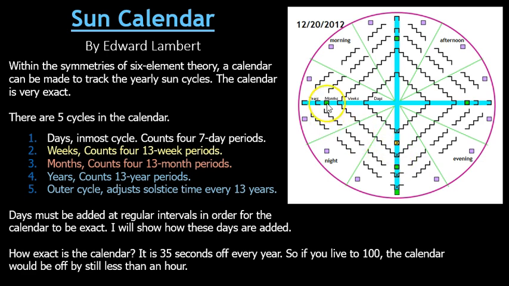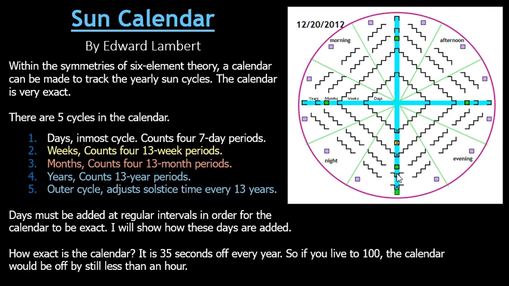And then you have this month cycle, which counts 4 13-month periods. So you have 1 month, 2 month, 3 month, 4 month, 5 month, 6 month. And a month is one time around the daily cycle. Every time you go one time around this daily cycle, you mark a month. 13 months is 1 year. So in this cycle, 1/4 of the cycle is 1 year. This will be a 2nd year, 3rd year, and the 4th year. So that's the month cycle.